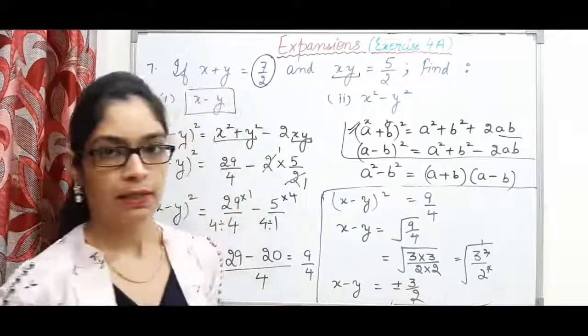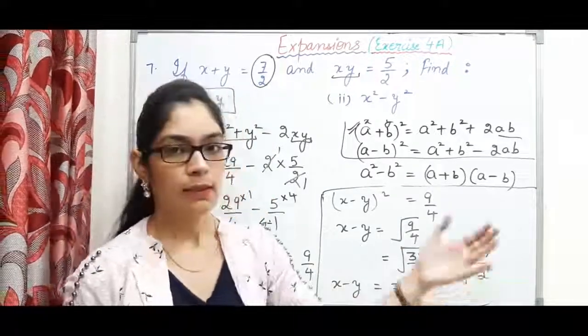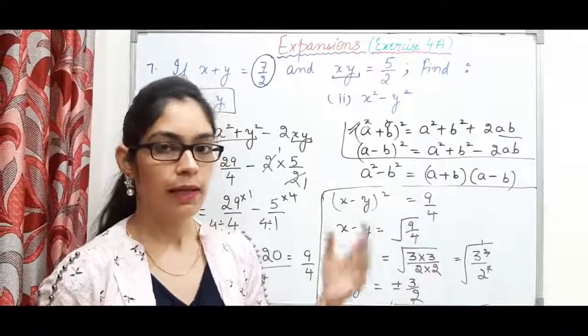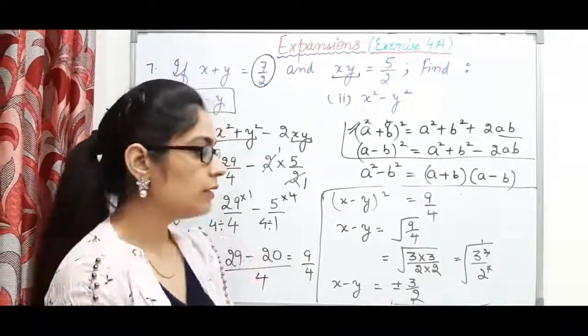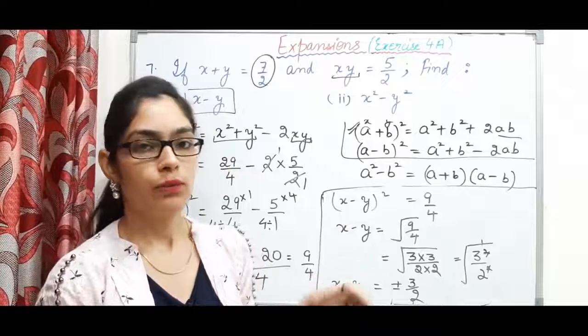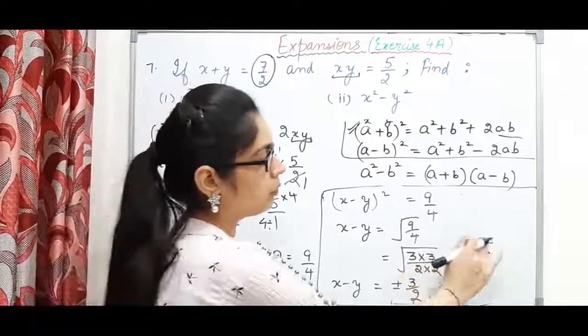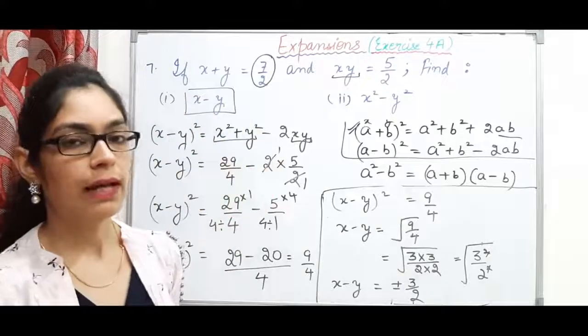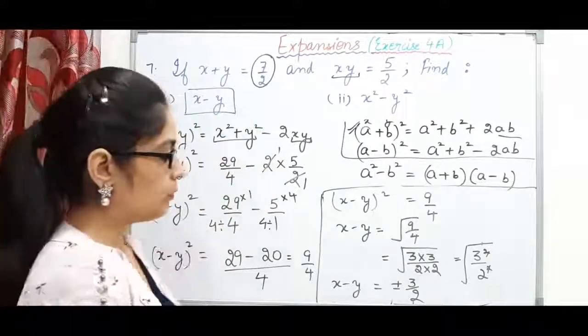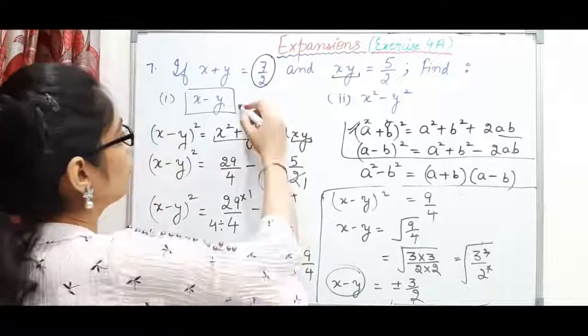So why plus minus? Because (plus 3 by 2) whole square is also equal to 9 by 4, and (minus 3 by 2) whole square will also be equal to 9 by 4. This thing also in the previous question I have already explained to you. Now x minus y we have found.